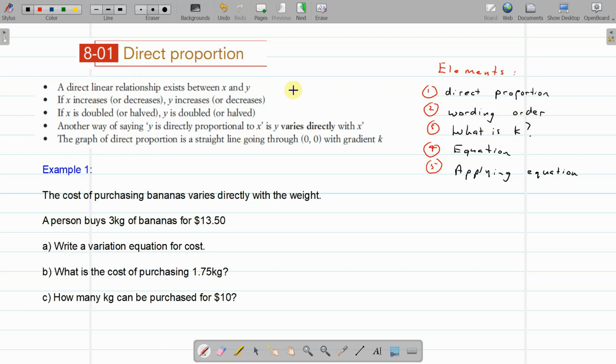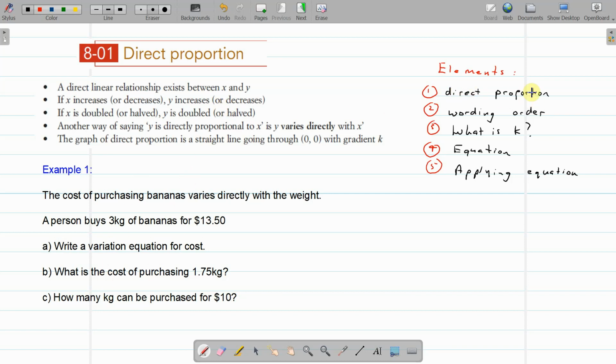Okay, so with 8-01, here's what the textbook says and here's my summary of everything we need to consider. The first thing is a direct linear relationship. That means if one element gets bigger, so does the other one. Or if one element gets less, so does the other one. There are quite a few things in real life where something increases and it's tied to something else, like in my first example here, but I'll get to that in a minute.